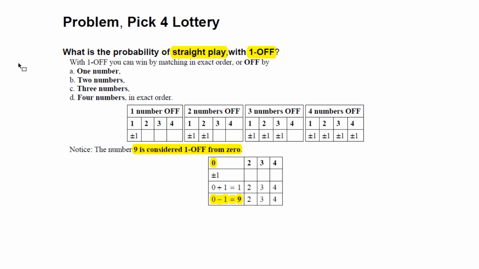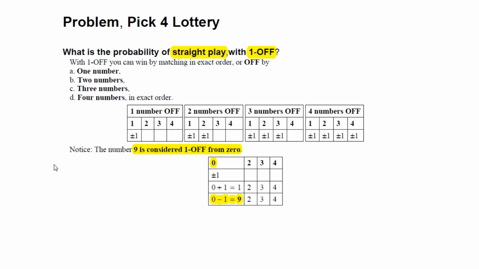What is the probability of straight play with 1 off? This option will enable the player to win the number in a straight way even if he misses one of the digits by minus or plus 1, or maybe he will miss 2 digits by minus or plus 1, or 3 digits, or all the 4 digits. So this game gives us the option to have 4 different kinds of plays: 1 number off, 2 numbers off, 3 numbers off, and 4 numbers off.